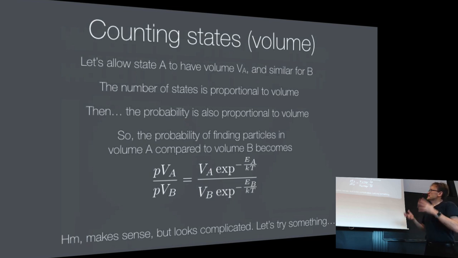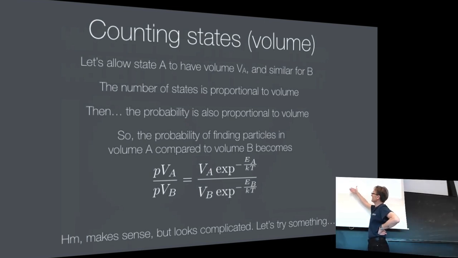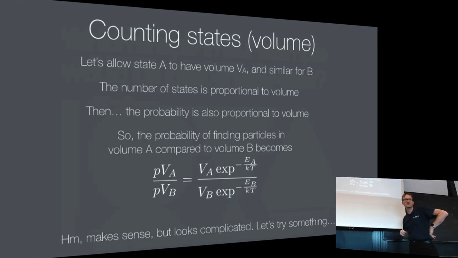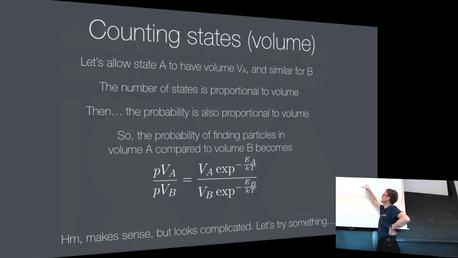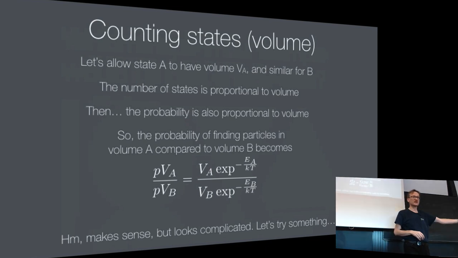So the number of states: if I have two states where I have a certain energy, there are two places where I can put balls or molecules or something. So I think you all agree that making this proportional to the volume makes sense, right? So for the probability of being in volume A or state A, and the probability of being in volume B, I should multiply these probabilities with the volumes. I take exactly the same terms I had in the last slide, but I now put the volumes in front of them. So if volume A is now much, much larger, even though the energies are the same, it's more likely to be in A. 10 times larger, it's 10 times likelier.